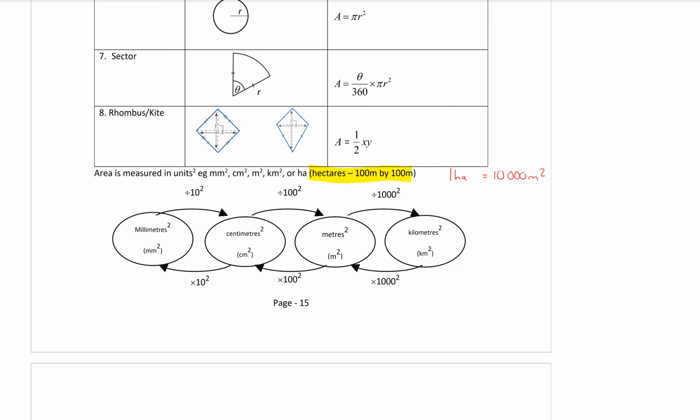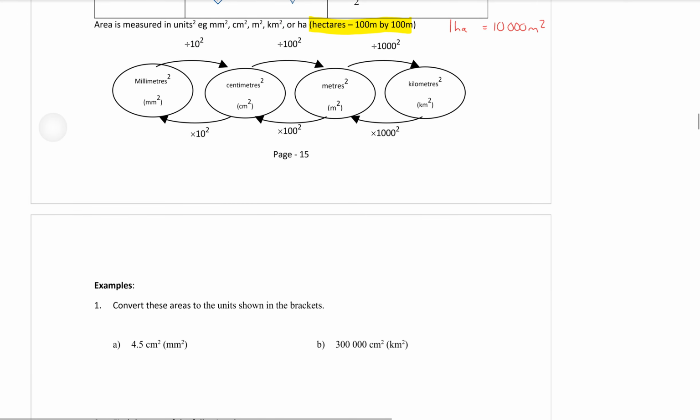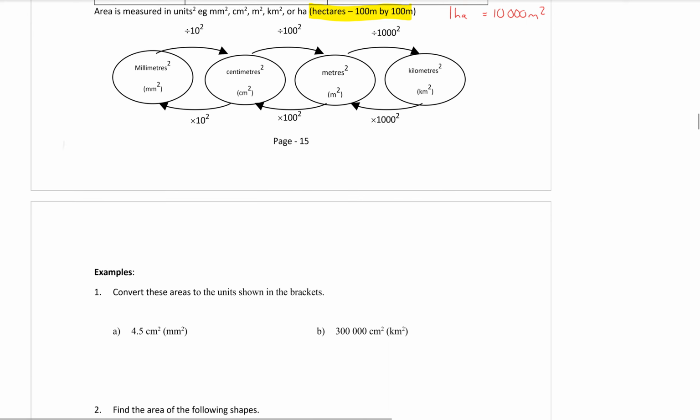All right, let's then do our examples. If I leave my diagram there, we can do the converting at the same time. Convert these areas to the units shown in the bracket. So they're not just centimetres and millimetres, these are centimetres squared and millimetres squared. So that's why we need this squared diagram, okay? So centimetres squared are here.